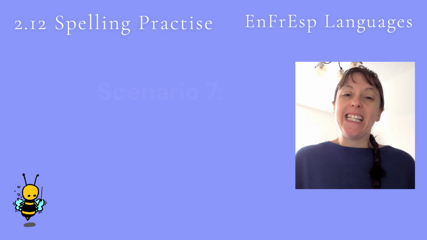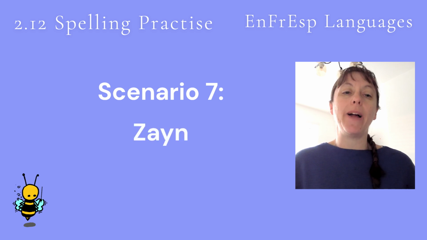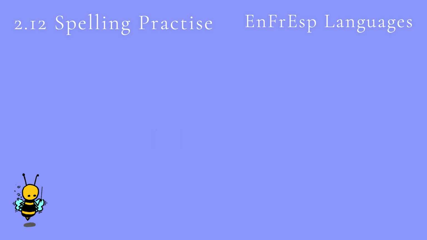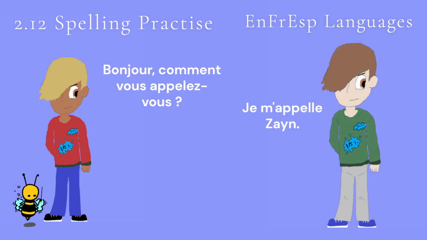The next name has a Z and a Y in it to practice. The person being introduced next is Zayn, spelt Z-A-Y-N. Bonjour, comment vous appelez-vous? Je m'appelle Zayn. Comment appelez-vous cela? Z-A-Y-N.